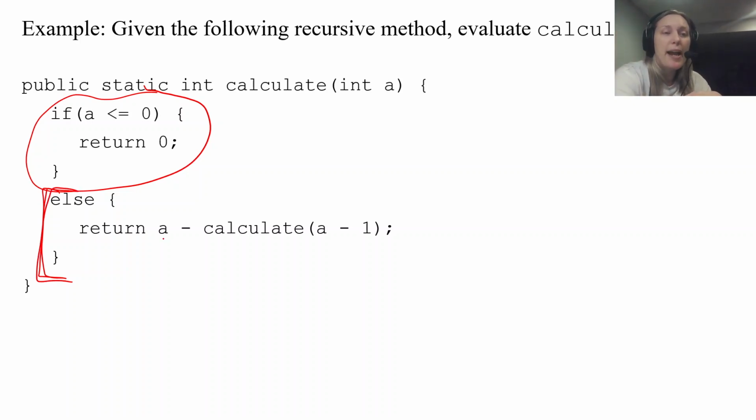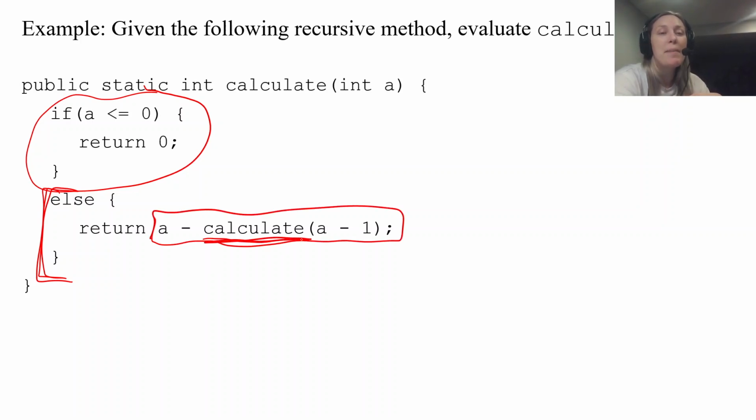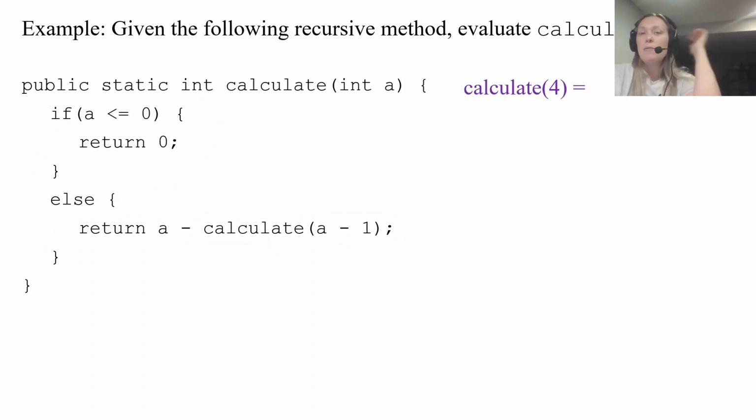Inside that else statement, I have return a minus calculate a minus 1. So I have a recursive method call in here. Okay? So that's going to be my recursive call. So how I evaluate this, start with the big problem, right? I want to evaluate calculate 4 and go through the method and evaluate it first with a equals 4, right?